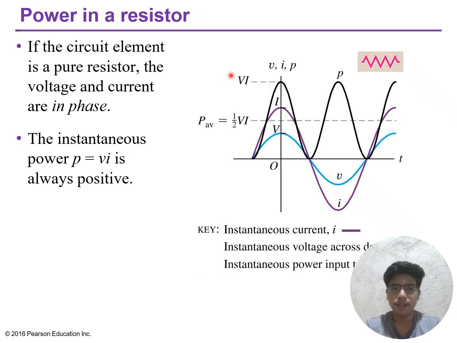So this positive power means energy flows continuously from the source to the resistor, where it is dissipated as heat. No energy returns to the source. The average power over one cycle is V_RMS times I_RMS, or equivalently 1/2 times V naught times I naught, where V and I are the peak values.